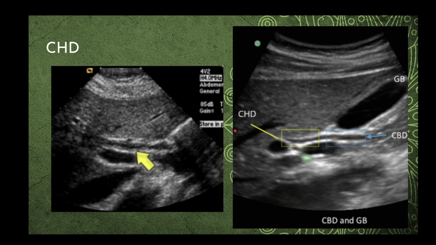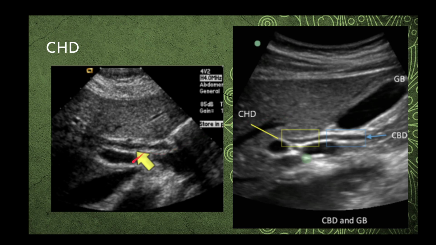The common hepatic duct then is the first thing that we can see of the biliary tree, and it's something that we definitely want to evaluate. So the common hepatic duct sits on the inside of the porta hepatis, so it's an intrahepatic duct.